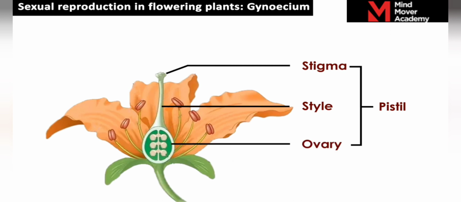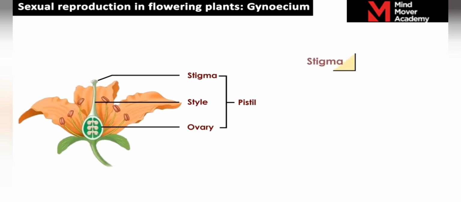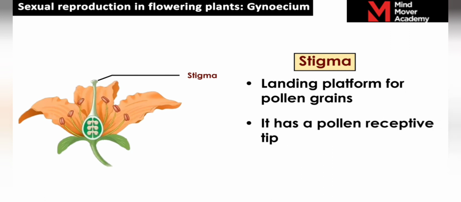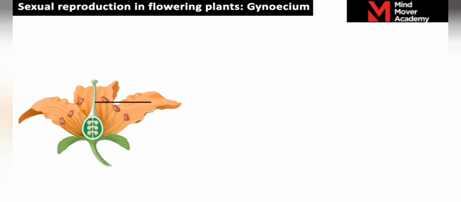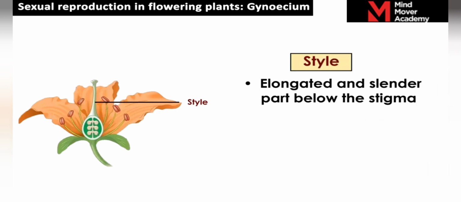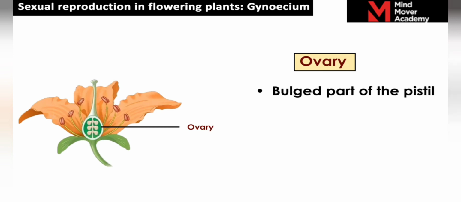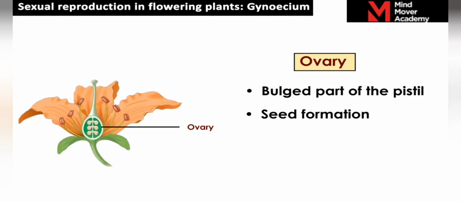Now let us briefly discuss the functions of these parts. The stigma serves as a landing platform for pollen grains. It forms the pollen receptive tip, which is often sticky and can be of various shapes. The style is the elongated slender part beneath the stigma, which connects the stigma and the ovary. The basal bulged part of the pistil is the ovary. It is the part of the flower where the seed formation takes place.